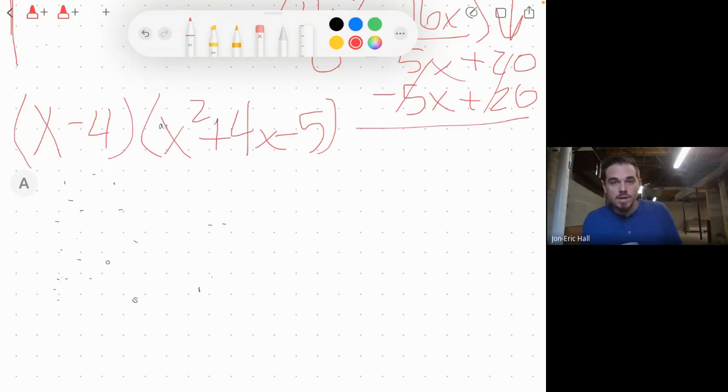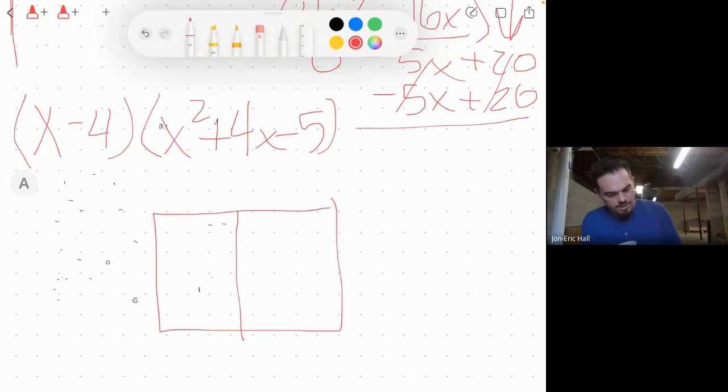So I know I've got x minus 4. That's a linear factor. And I'm actually going to do the box method to solve this one. This is a method that we learned on Thursday of last week. So first of all, we know this is x squared. What times what is x squared? That's easy, x and x.